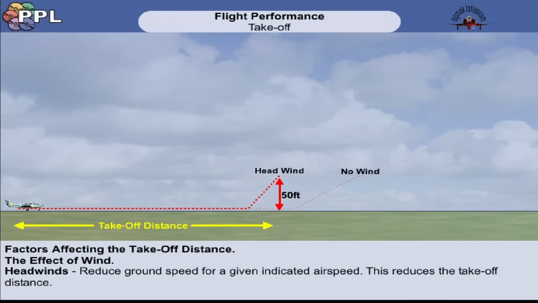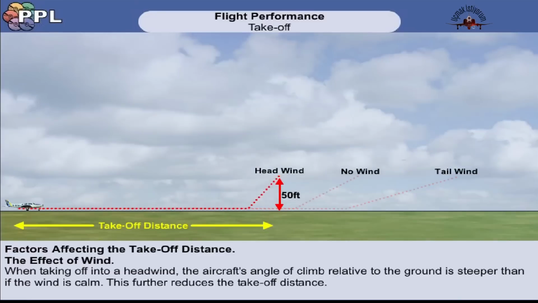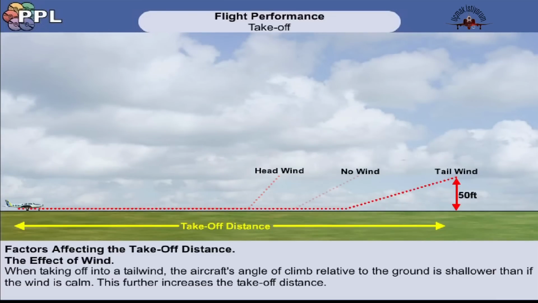So, headwinds will reduce the ground speed for any given indicated airspeed and consequently reduce your takeoff distance. Tailwinds will increase your ground speed for any given indicated airspeed and increase your takeoff distance. An additional effect that wind will have is on the angle of the initial climb. Headwinds will tend to increase the climb angle and reduce the takeoff distance, whereas tailwinds will reduce the angle and increase the takeoff distance.